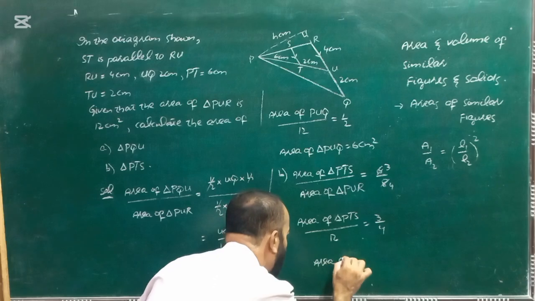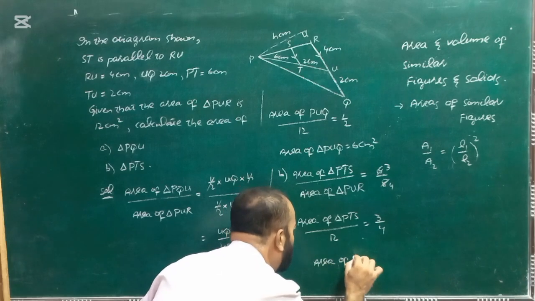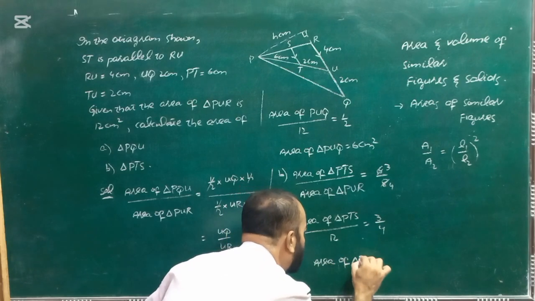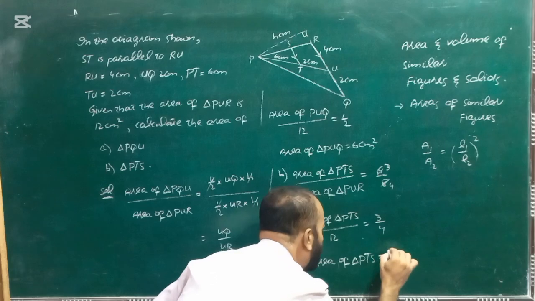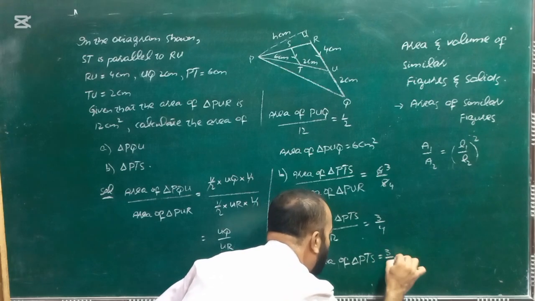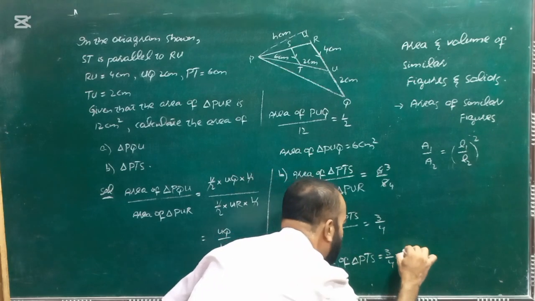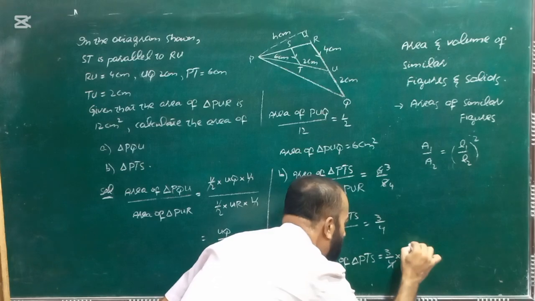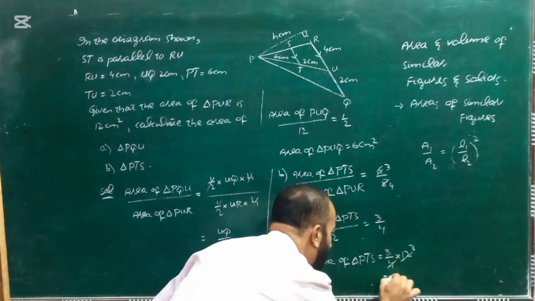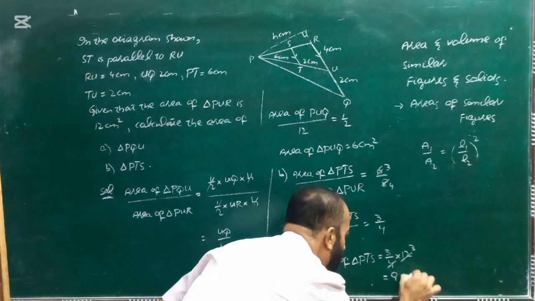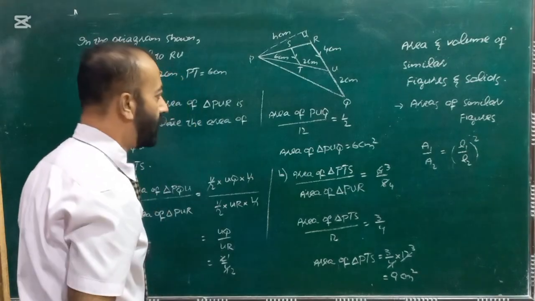So area of triangle PTS is equal to 3 by 4 multiplied by 12. So this is the final step. So 4 3s are 12 and 3 3s are 9. So this is the answer of second part.